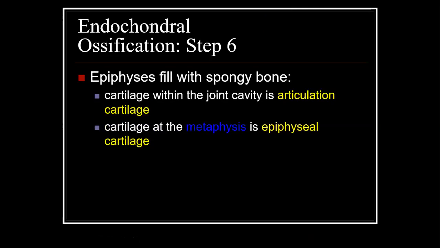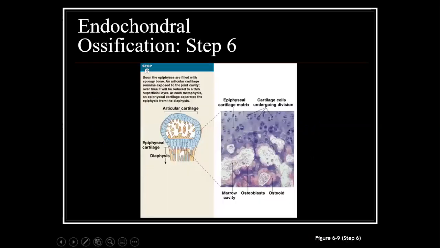Cartilage within a joint cavity is articular cartilage, and cartilage at the metaphysis is epiphyseal cartilage. So you have articular cartilage on the outside of your joints where they bind, where they are to be connected to the joint hinge or whatever kind of joint you have. And then inside you have epiphyseal cartilage that separates the epiphysis from the diaphysis.